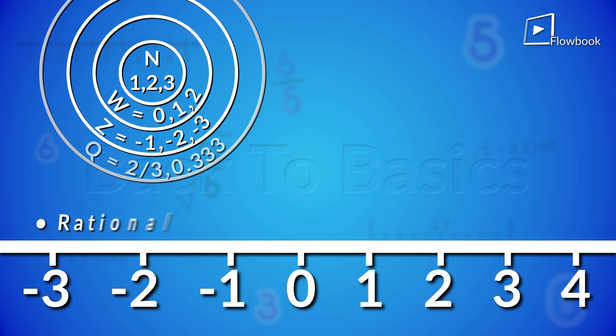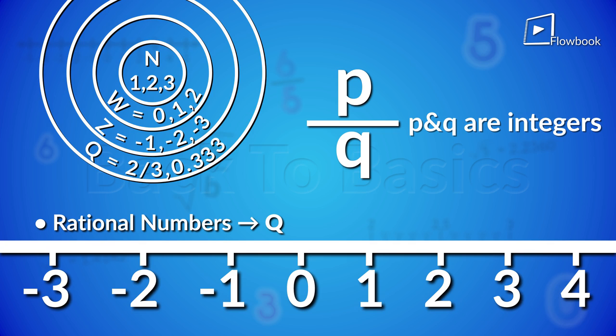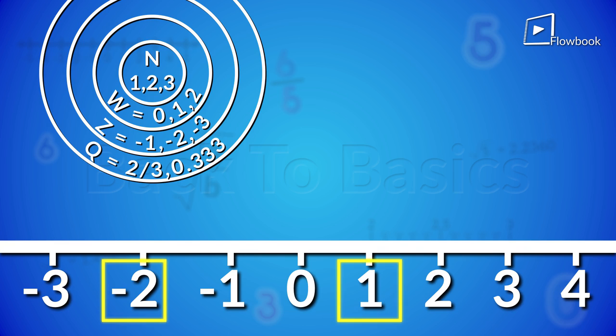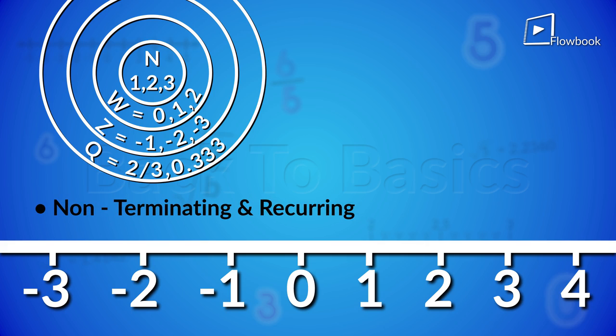Rational numbers, represented by Q, are those numbers which can be written in the form of fractions of p by q form. Numbers like 1 by 2, 3 by 4, 100 by 99 are all rational numbers. Even the integers are rational numbers, as -2 and 1 are nothing but -2 by 1 and 1 by 1 respectively. There are other types of rational numbers as well, called the non-terminating recurring numbers, about which we shall learn in other videos.